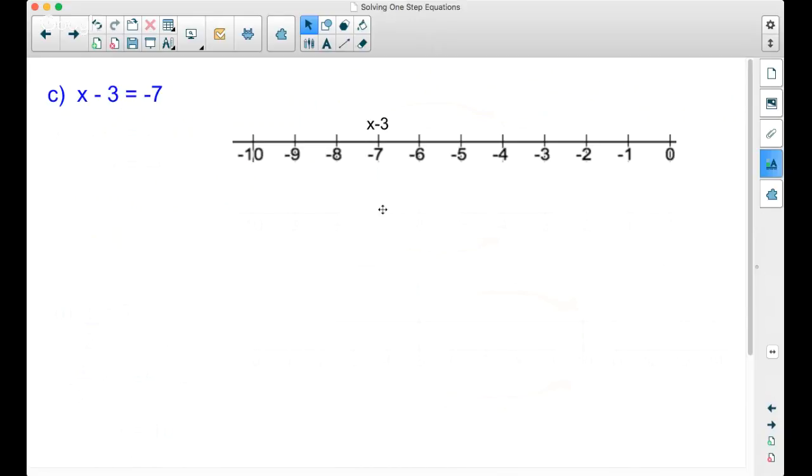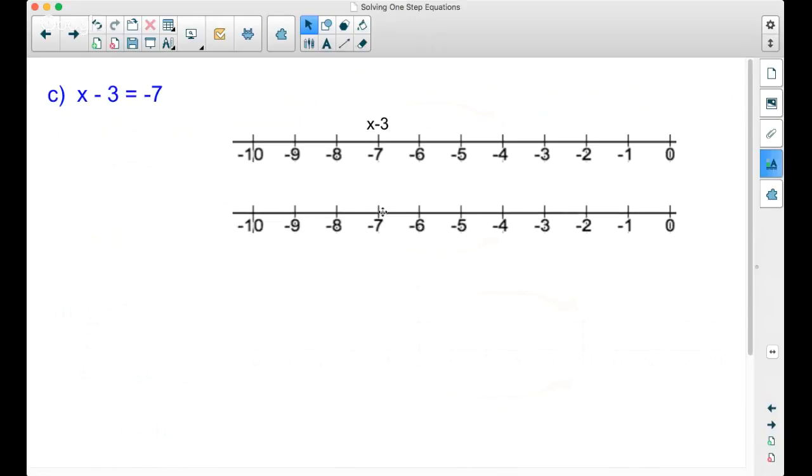Now this time, we can actually look at this as two number lines, or we can just look at it as one. You may want to compact your number line. I'm going to keep 2 just to keep things nice and simple here and not get too cluttered along the number line. So again, we're saying that x minus 3 equals -7.